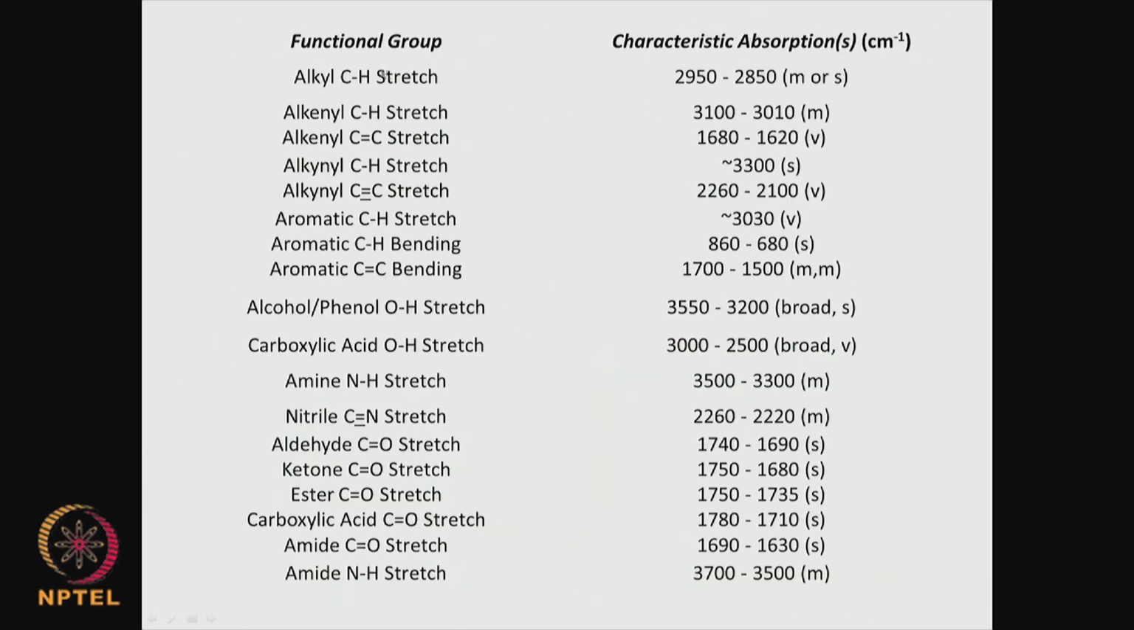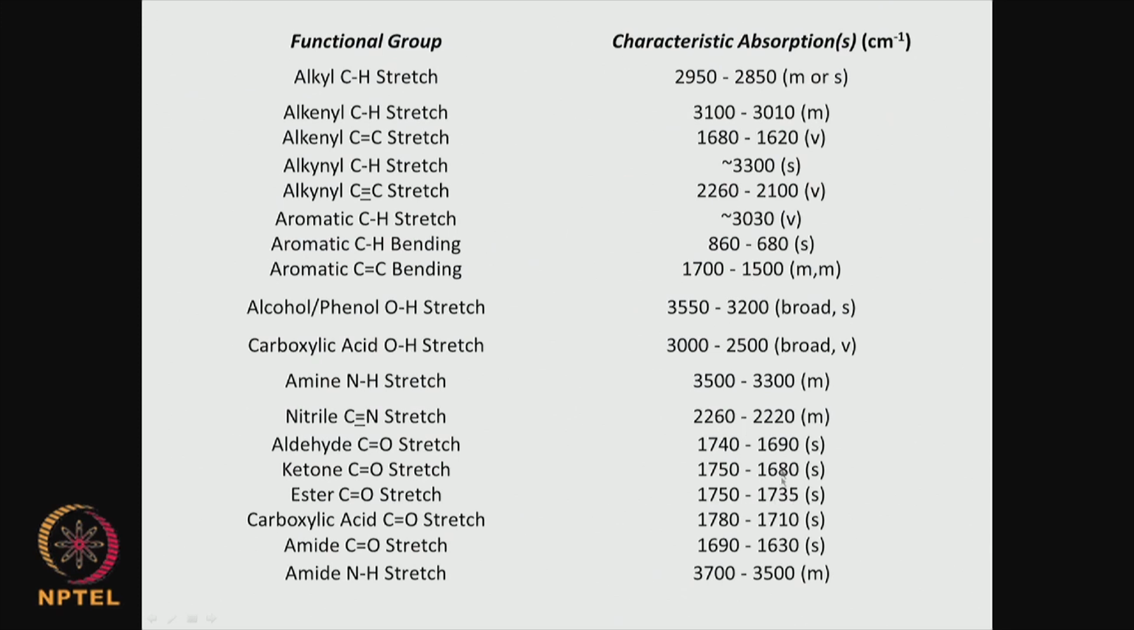For example, as you can see, alkyl, alkenyl, C double bond O, C triple bond, aromatic carbon, C double bond C aromatic, alcohols, phenols, carboxylic acid, amines, nitriles, aldehydes, ketones, esters, and so on. On this side we have the characteristic absorption wave number in centimeter inverse. For example, the C double bond O of an aldehyde appears at 1740 to 1690, of a ketone 1750 to 1680, and of an ester 1750 to 1735.